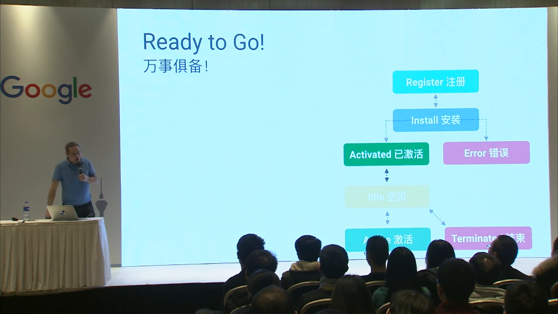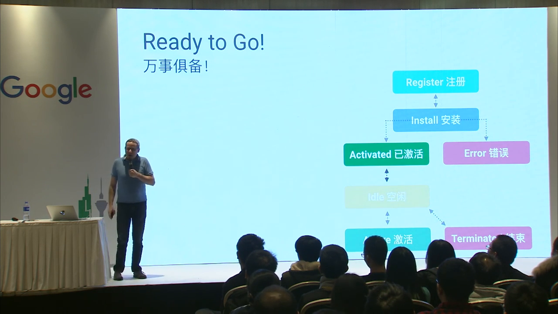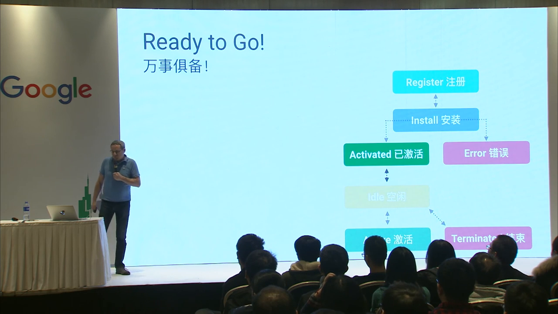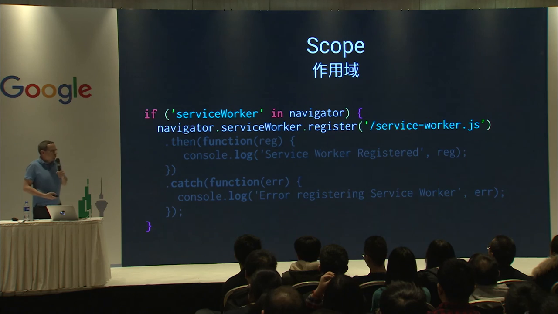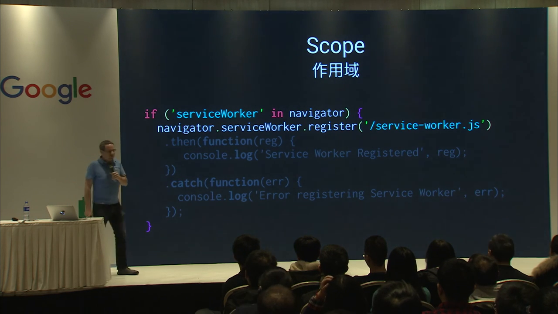non-existence. Our last step is to let the page know that the service worker is registered and ready to go, right? This is helpful to indicate to the user, hey, this app will work offline, or we're ready to work offline. So in this particular case, I guess I won't show you that code, but you'd just do some kind of little toast on the page.